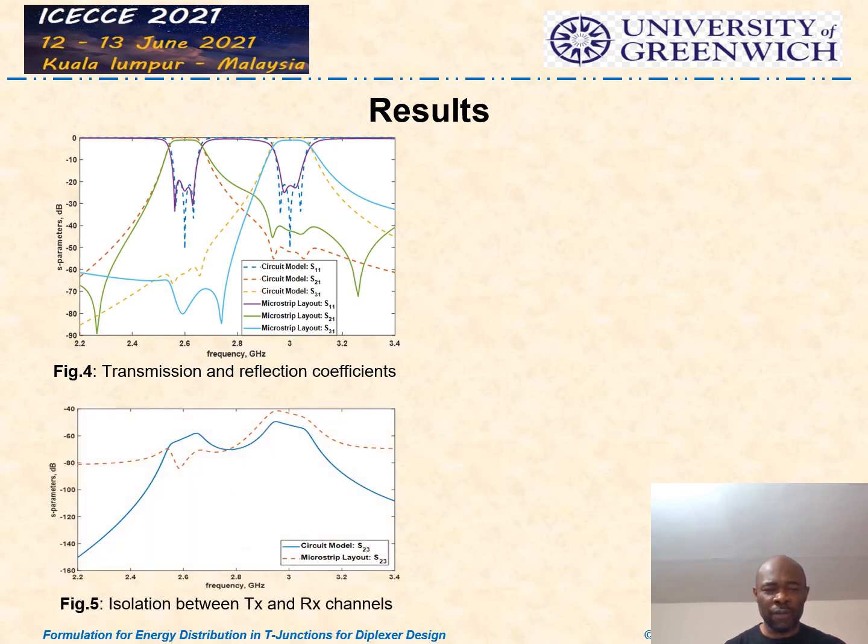So here we have the isolation between the two channels. You can see the isolation measured here for the circuit model. We have an isolation of 50 decibels, but for the microstrip we got roughly about 42 dB, which is very good.